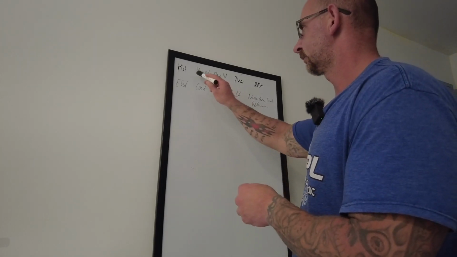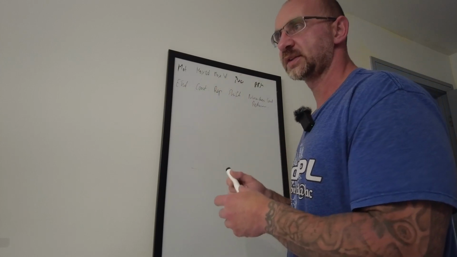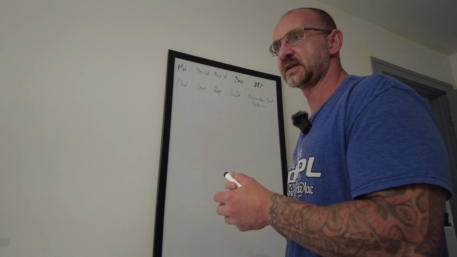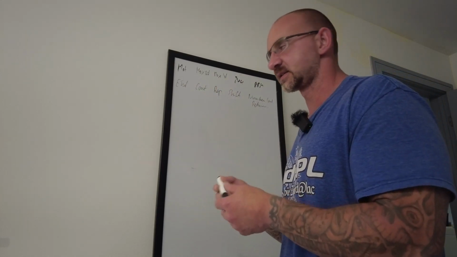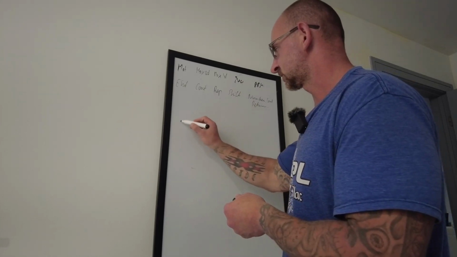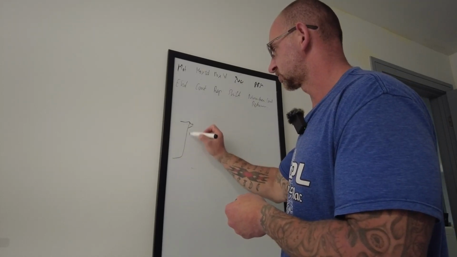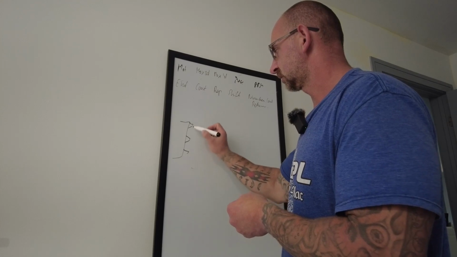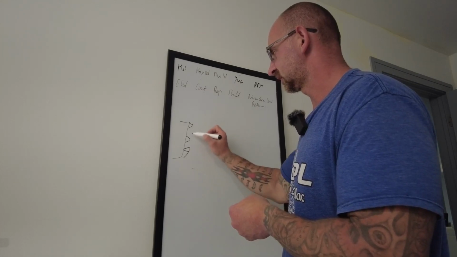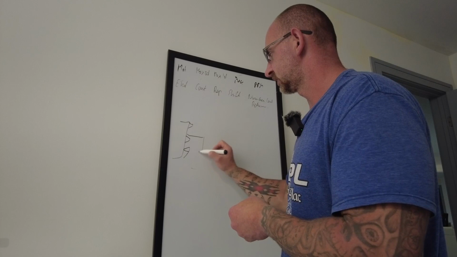So max OD, what the machine does, this is where it picks up its clearances, right? So imagine, this is gonna be your chuck, these are your jaws, and let's say you have a part that's 2 inches.